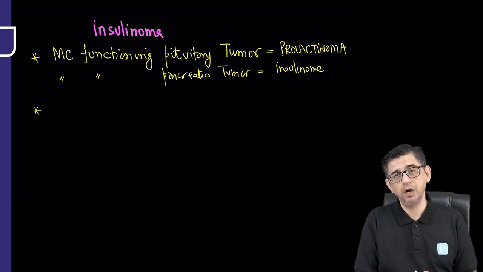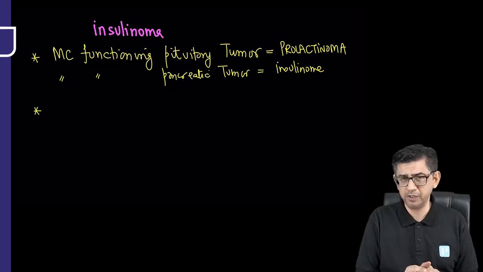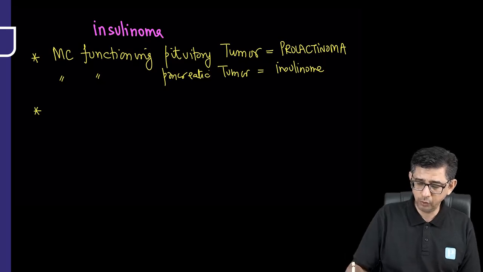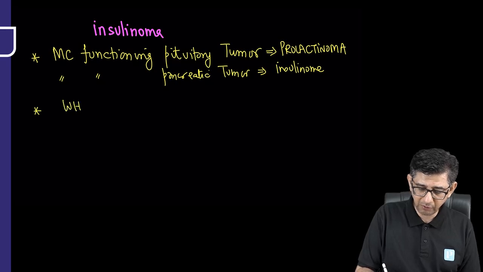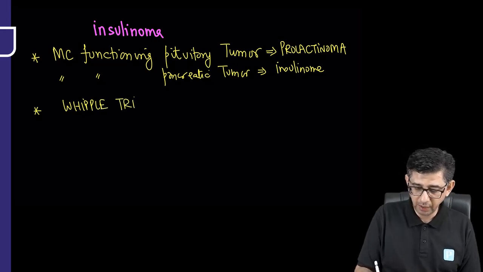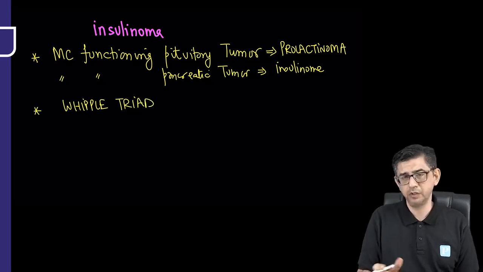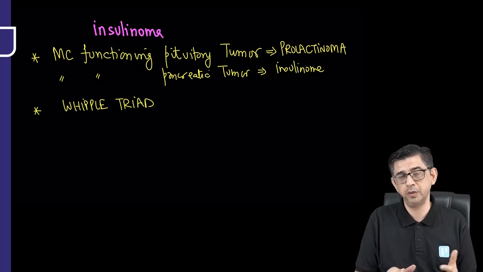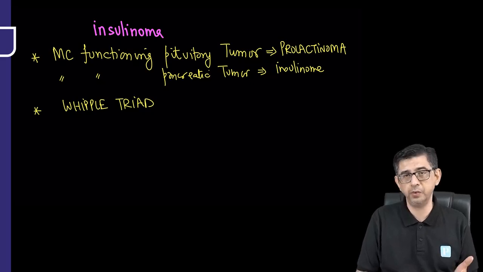PPOMA means a pancreatic polypeptide tumor which has absolutely no biological effects. Anyway, you have to know this data. Insulinoma will have a high level of insulin, which will cause hypoglycemia. So we always read about Whipple's triad. Whipple's triad has three things: symptoms of hypoglycemia, the ones that I described, of sympathomimetic stimulation with sweating.